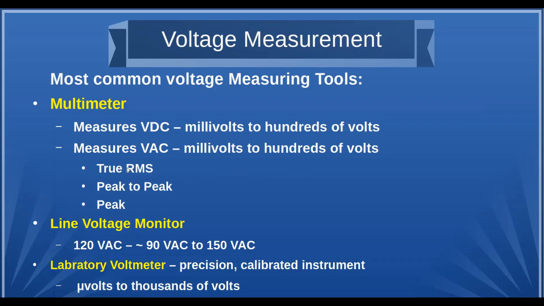And what that means is a cheap one, if you've got a perfect sine wave, will give you pretty close to the RMS value. If there's any distortion in that wave, or if it was a square wave or triangle wave, it's not going to come close. Whereas a true RMS, which uses a different technique, is going to be able to read that.